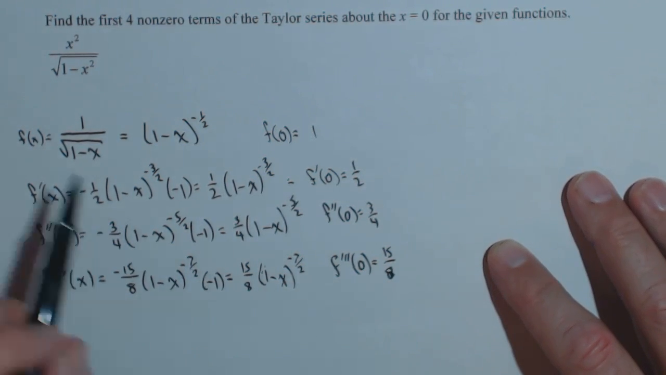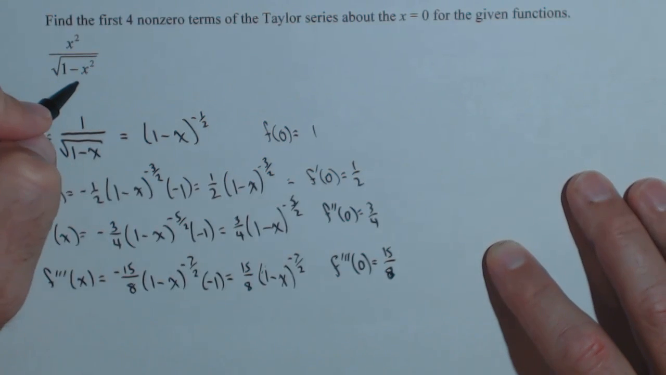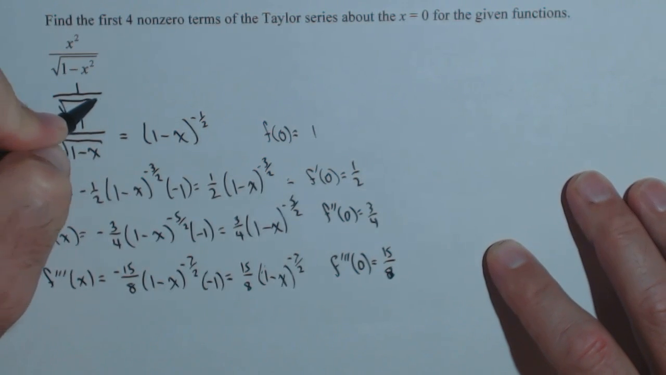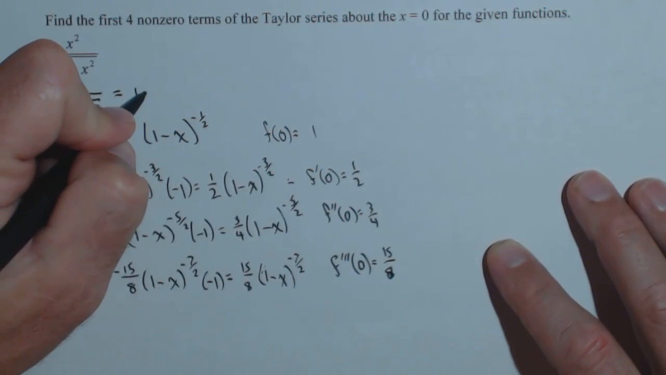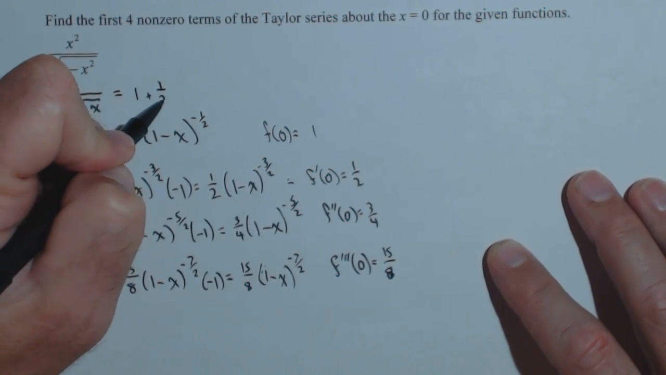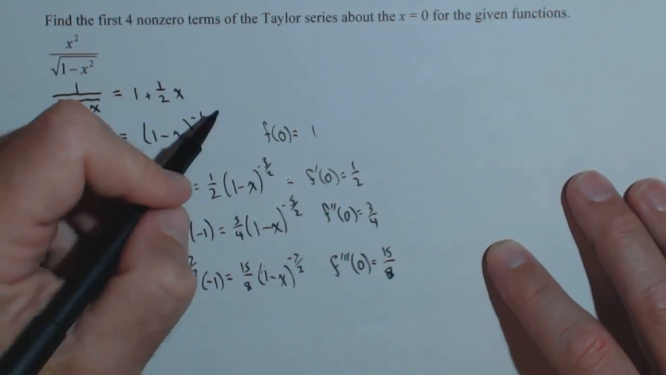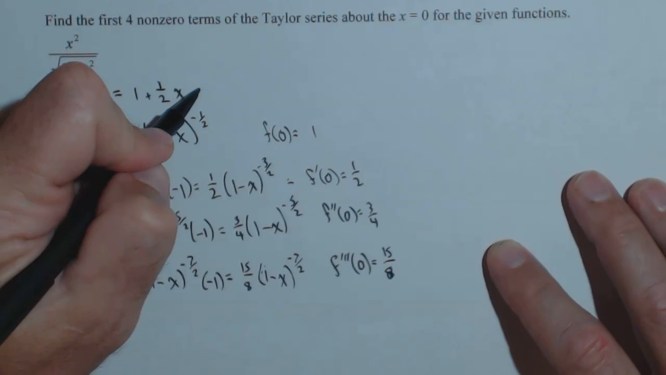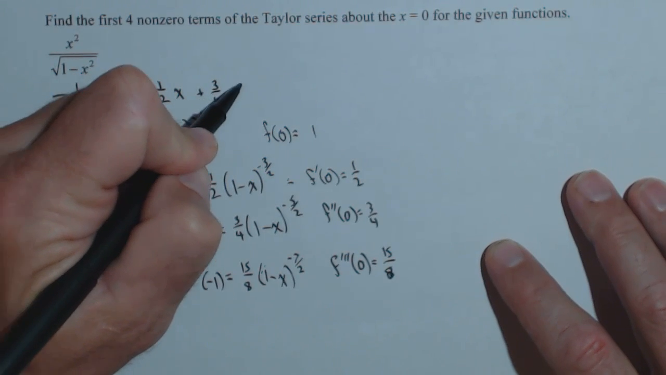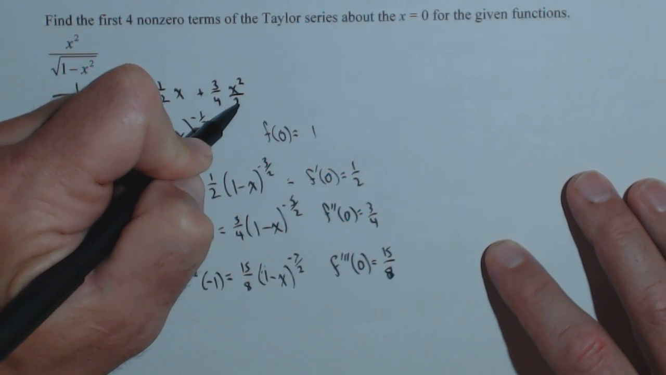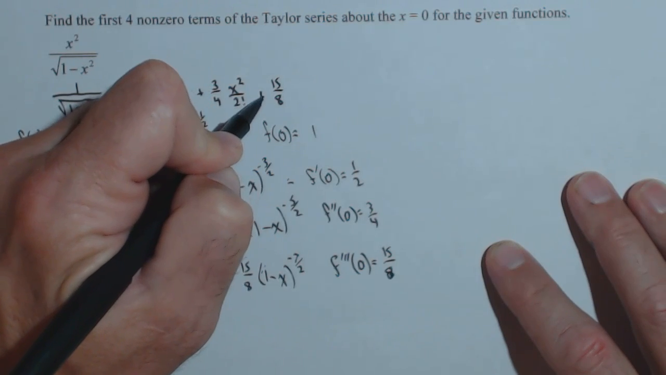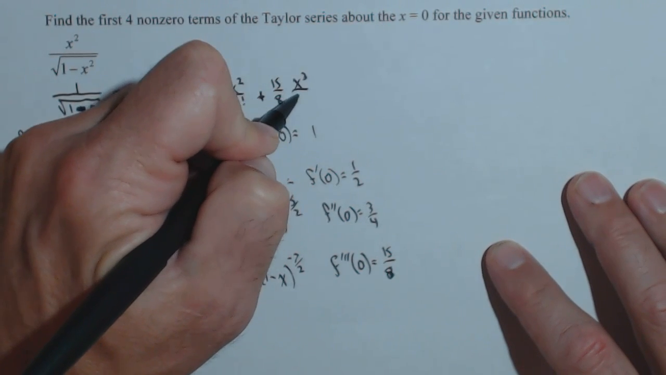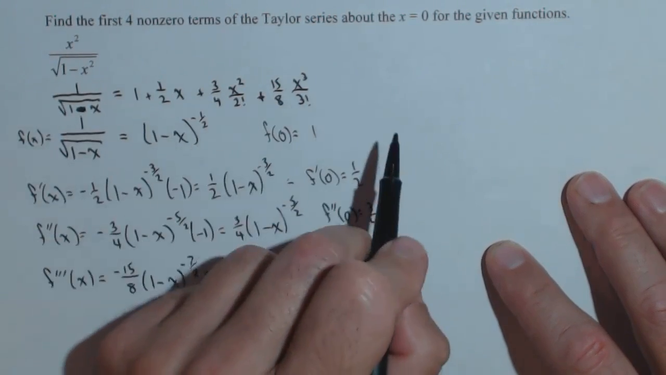Okay, now what we want to do is build the Taylor series for just 1 over square root of 1 minus x, and we only need the first four non-zero terms. So our first term is 1, plus 1/2 times x to the first over 1 factorial, but we don't need to write those, plus 3/4 times x squared over 2 factorial, plus 15/8 times x cubed over 3 factorial. And there's 1, 2, 3, 4 terms.